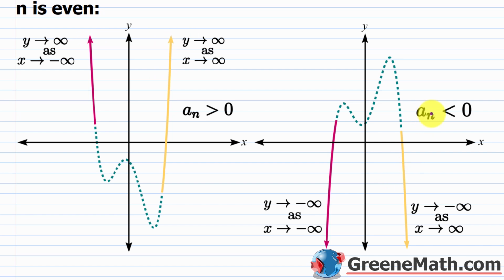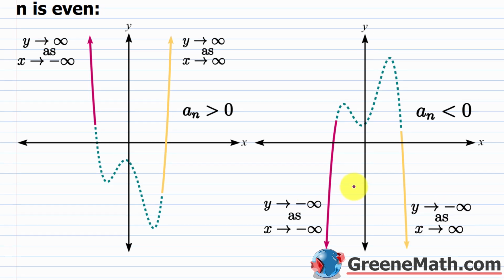Then over here, let's say a sub n is less than 0. Again, that's just the leading coefficient if it was negative. Well, now y is going to approach negative infinity as x approaches negative infinity. And then we can say y approaches negative infinity as x approaches positive infinity. So for this, you could say the graph falls to the left and falls to the right.